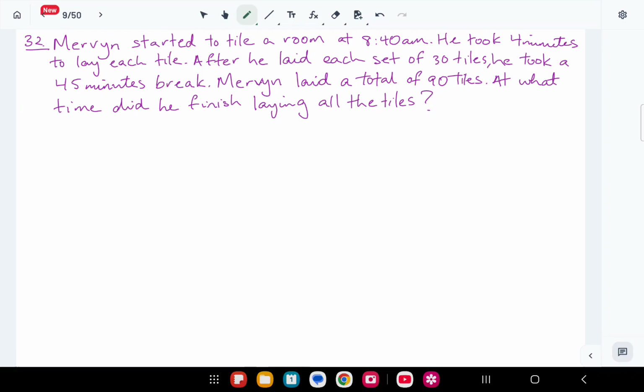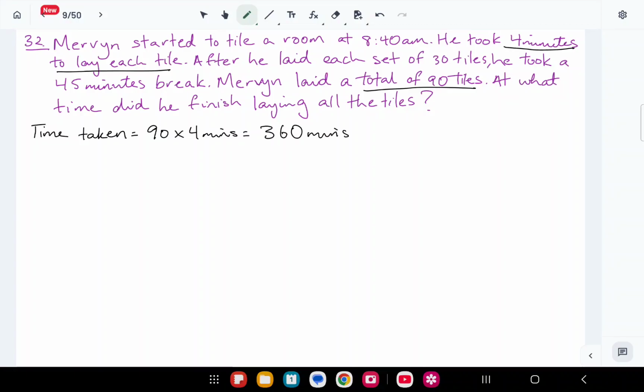So they said he took 4 minutes to lay each tile, and I have a total of 90 tiles. We want to calculate the time taken to lay all 90. So let's do that first. That will be 90 multiplied by the 4 minutes. 9 4s are 36, so that's 360 minutes.